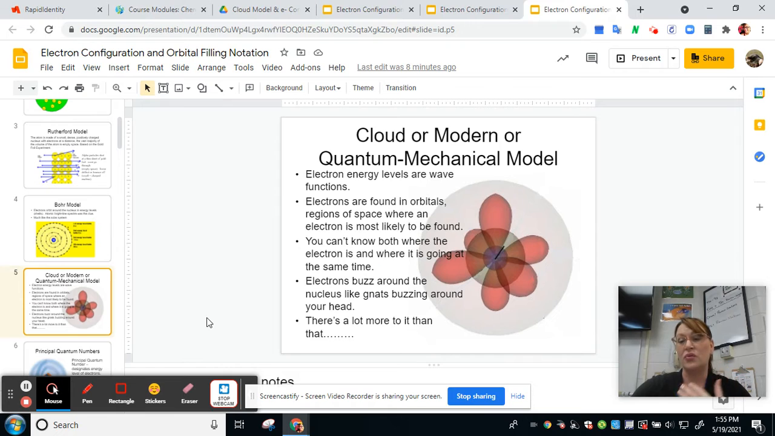And now in this unit, we're going to learn about the cloud model. It's also called the modern model or the wave model.